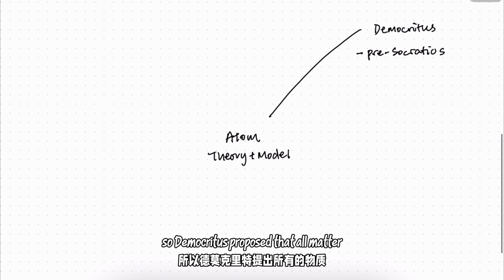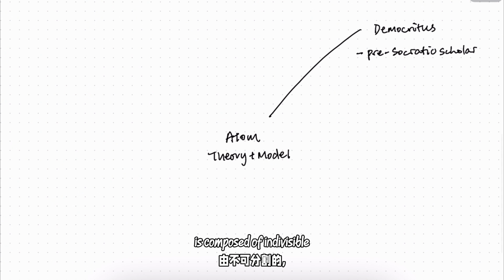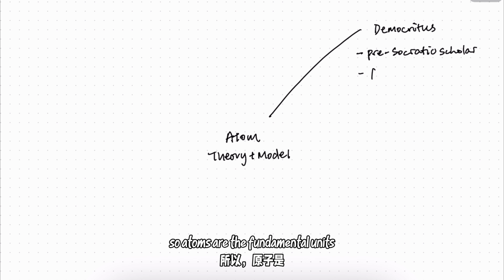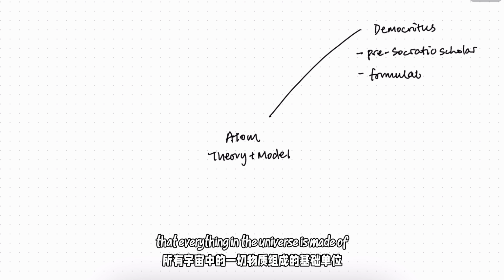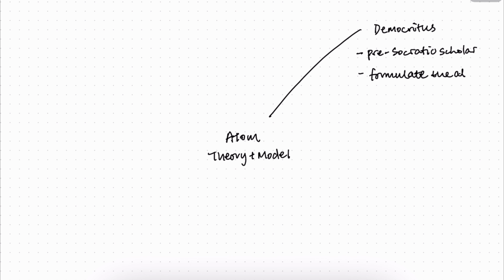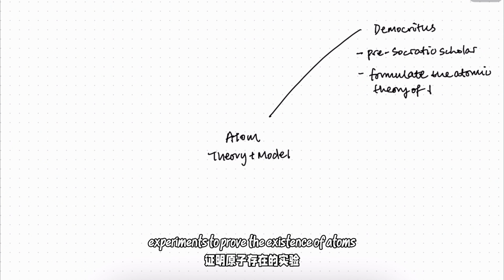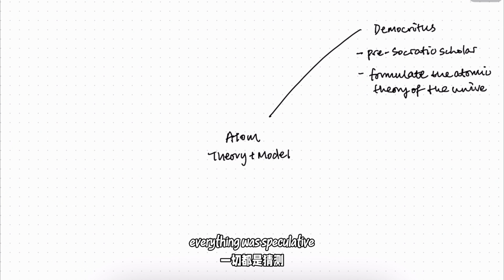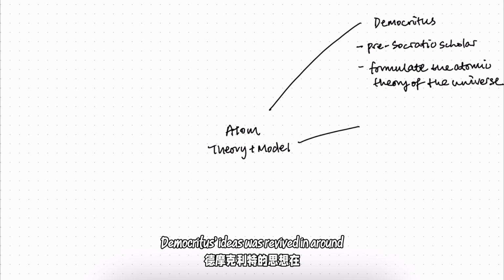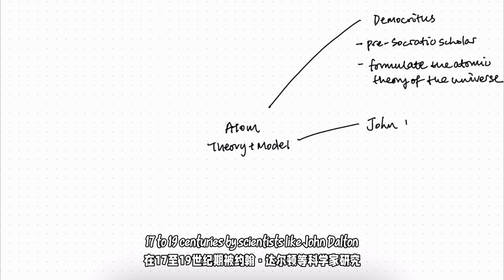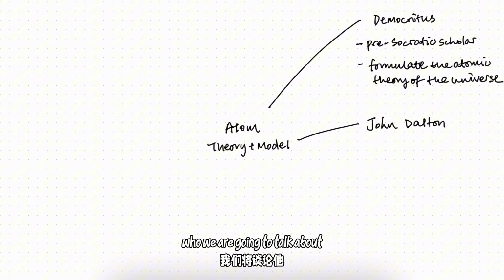Democritus proposed that all matter is composed of indivisible, indestructible particles called atoms. So atoms are the fundamental units that everything in the universe is made of. Back in the days, they couldn't do experiments to prove the existence of atoms. Everything was speculative, but Democritus' ideas were revived around the 17th to 19th centuries by scientists like John Dalton, who we are going to talk about.